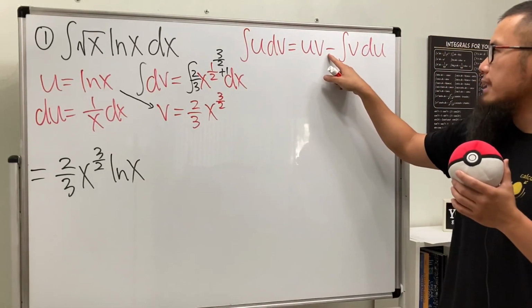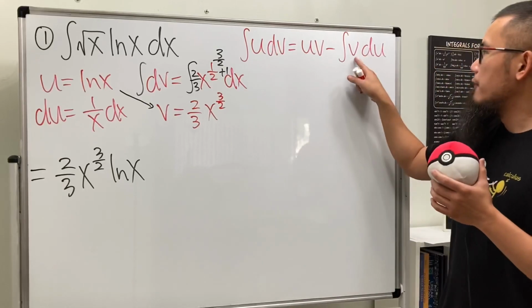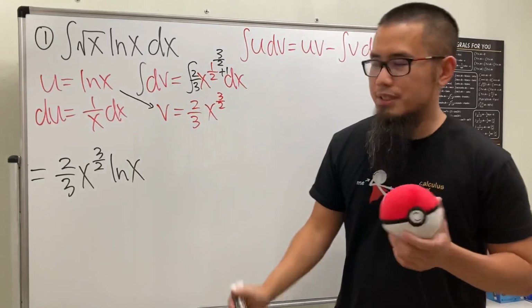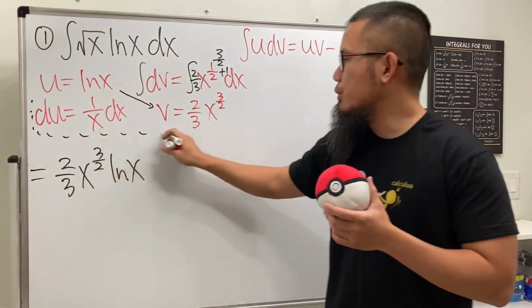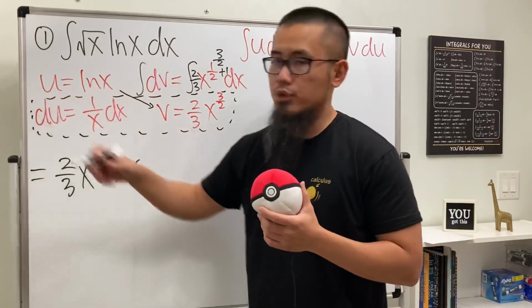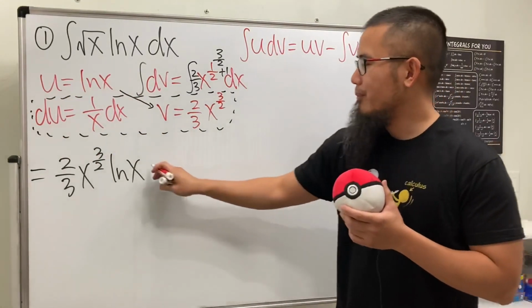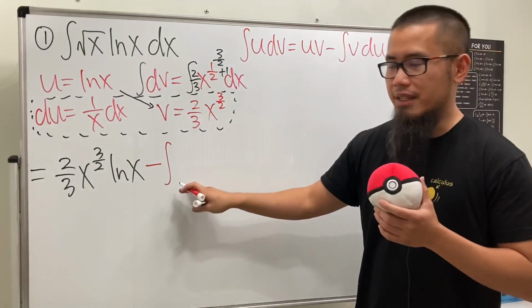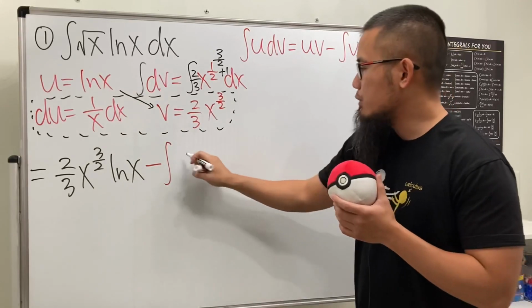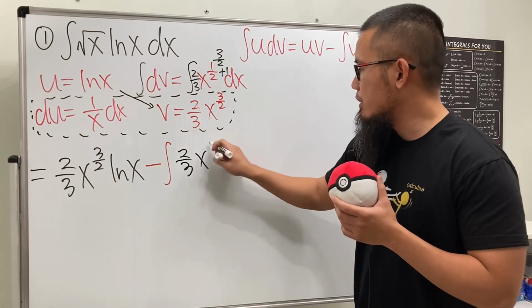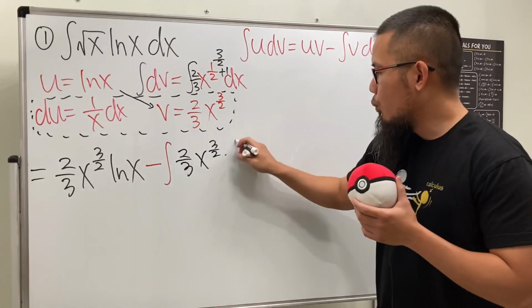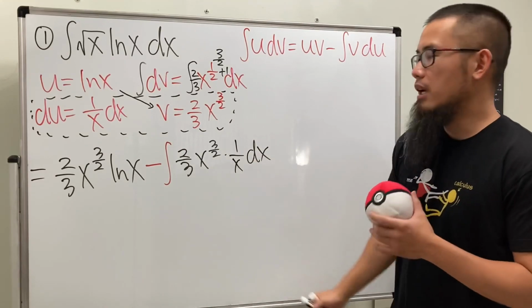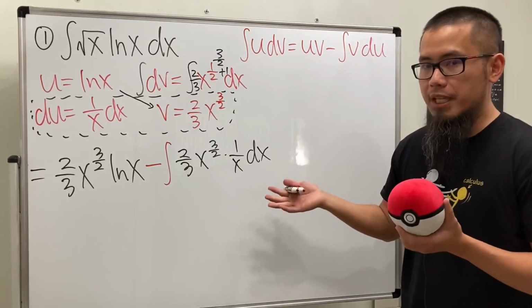And then we will have to minus the integral of v du. V is right here and du is right here. We will just multiply these 2 things in this row, and we will still have to integrate that. So we are going to minus, put these 2 together in an integral. We have 2 over 3 x to the 3 over 2 times 1 over x, and let's also put down the dx right here. So that's pretty much how it goes, and now we will just have to work this out. That will be it.